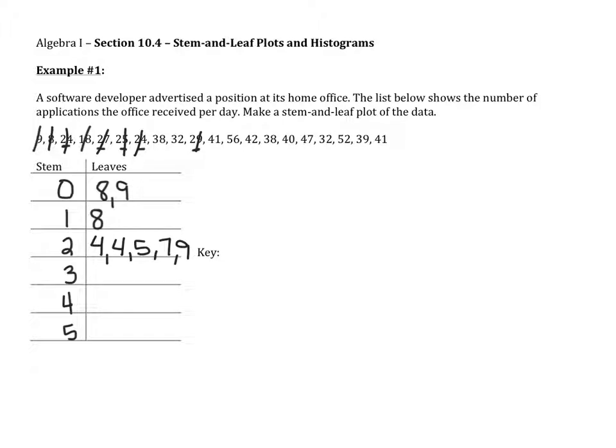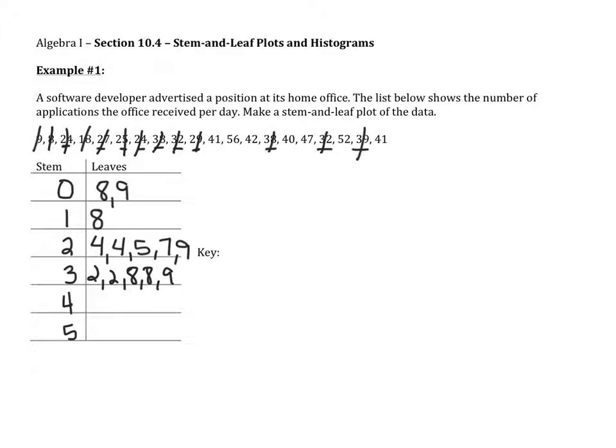Then we move on to the 30s. We have 38, 32, 38, 32, 39. So again, we're going to go in order. I had 2 32s. Then I had 2 38s. And just 1 39.